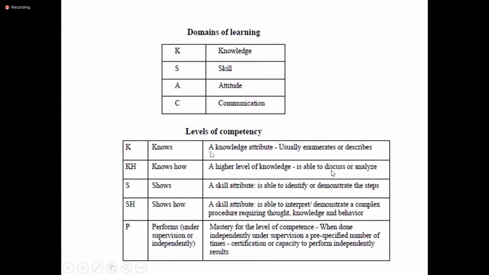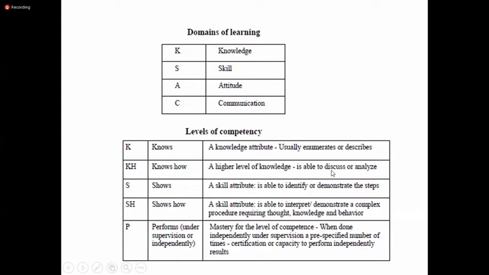Then shows how. Shows how again is a skill attribute. In this, along with the ability to demonstrate, he should be able to interpret a complex procedure requiring thought, knowledge, and behavior. So this is show how level of competency. And the last level of competency is performs under supervision or independently. So at the end of the course, you should be able to perform few of the competencies independently.